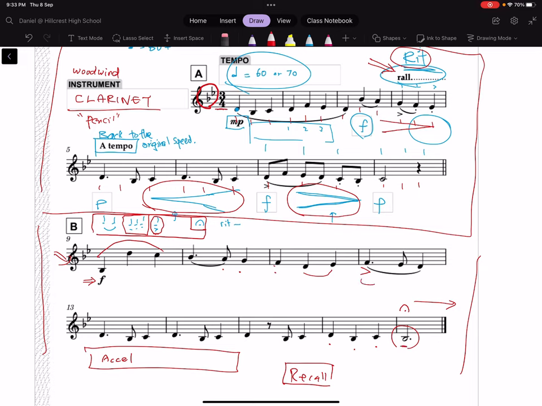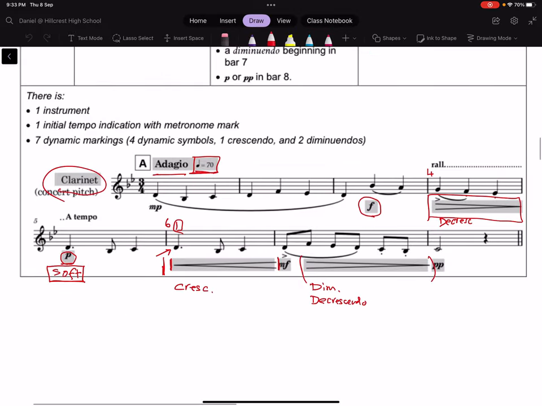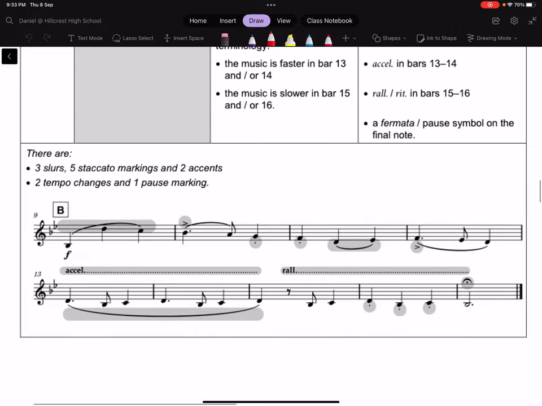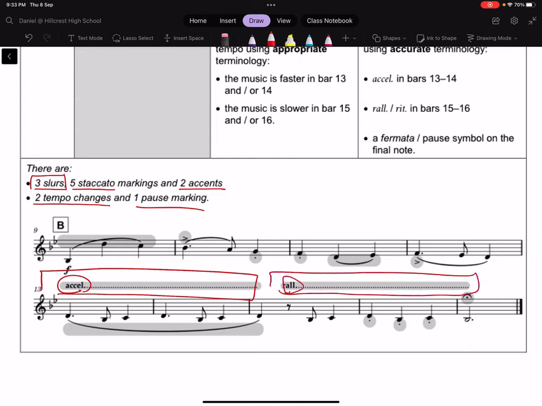And two, so two candidates, I think. Okay, that's just single listening. Because of time constraints, I'm going to just have a look at the answers and see how I did. Oh, so there were three slurs, five staccato markings, and two accents, two tempo changes, one pause mark. So accelerando was at the top there, okay? And, oh, there was a slowdown as well, okay.